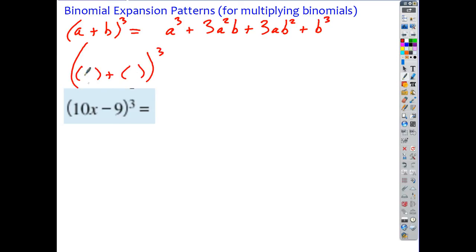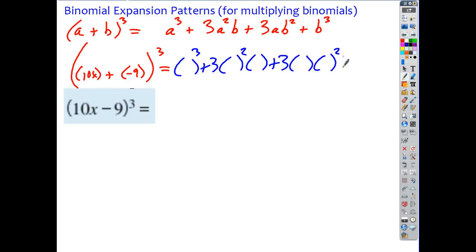10x. So 10x and negative 9. Good, so we end up with, here's my template, right? A cubed plus 3a squared b plus 3ab squared plus b cubed. Plug them in. That's a 10x, that's a 10x, that's a 10x, because that's an a cubed, an a squared, and an a. That's a negative 9, negative 9, and a negative 9, right? Following my pattern, just simplify. 10x cubed is what? 1000x cubed. Yeah, 10 cubed is 1,000, and there's my x cubed.